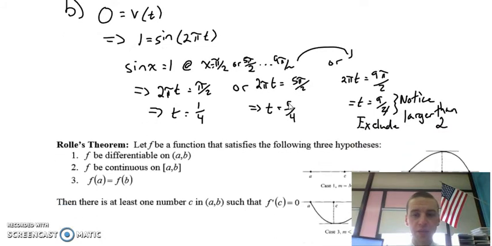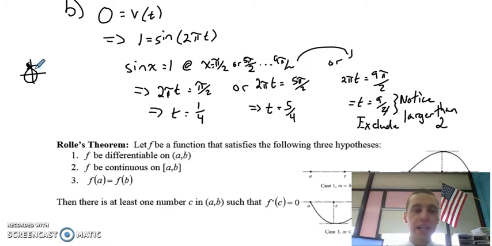Second one, when we set equal to 0, there's an important thing here. When you have 1 equals sine 2 pi t, the question that you look at is, when does sine equal 1? When does sine of x equal 1? And we know sine of x equals 1 right there. It's the y value at pi over 2. But you can't just look at pi over 2.